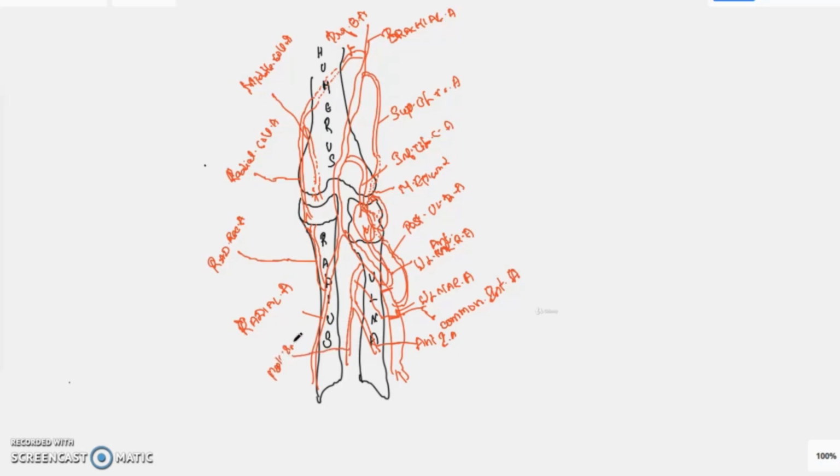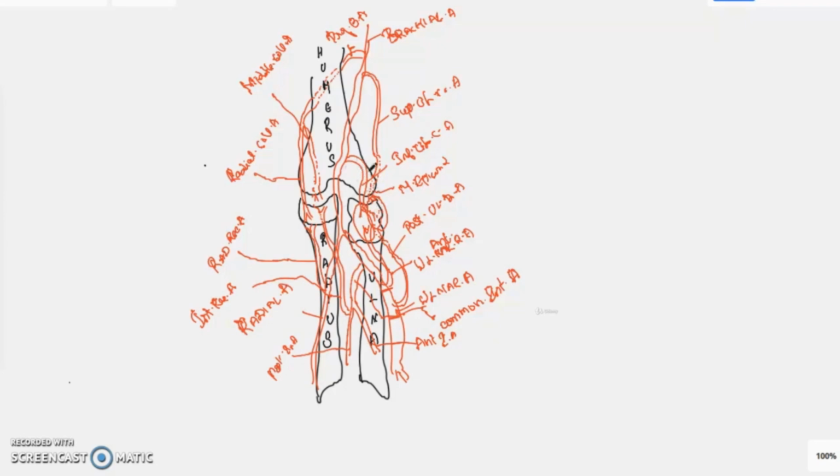And from this posterior intraosseous artery, we are getting one recurrent branch. So we are calling this as intraosseous recurrent artery, which is going behind and then getting anastomosis with middle collateral artery behind the lateral epicondyle. So this artery we will call as intraosseous recurrent artery, which is a branch of posterior intraosseous artery. That's all about the anastomosis.